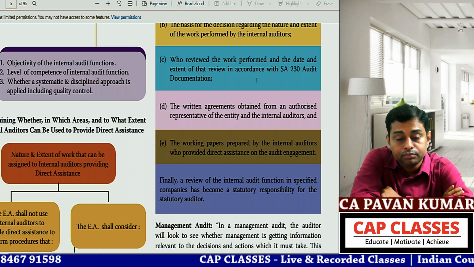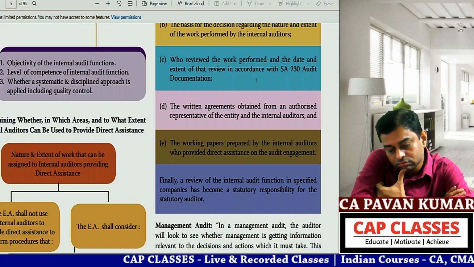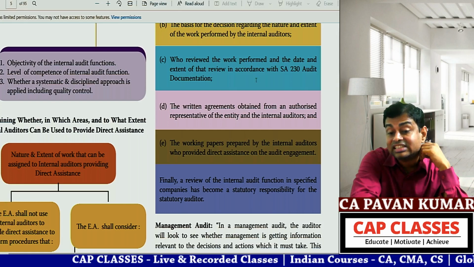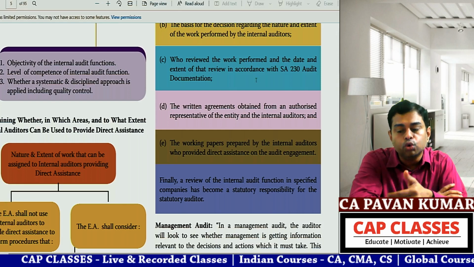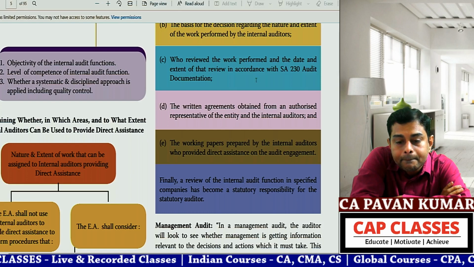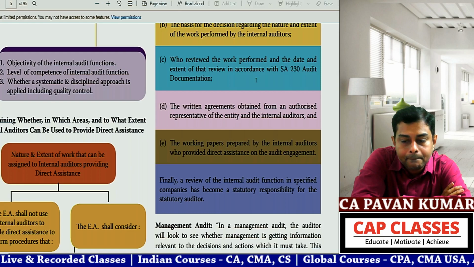Okay, next, continue. The written agreements obtained from an authorized representative of the entity and the internal auditors. So there should be written communication, a written agreement accepting, this you need to do. For this purpose, I want you to do this. I need to communicate to them in writing, no? Next: the working papers prepared by the internal auditors who provided direct assistance on the audit engagement.